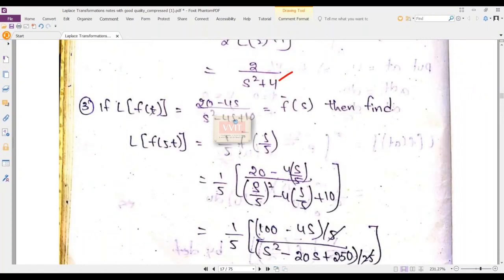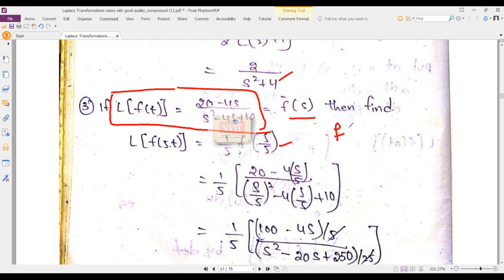And here, if L of f of t is given, straight away, 20 minus 4s by s square minus 4s plus 10, which is taken as f of s, then find L of f of 5 times t. As per the formula, we can write 1 by 5 f of s by 5.